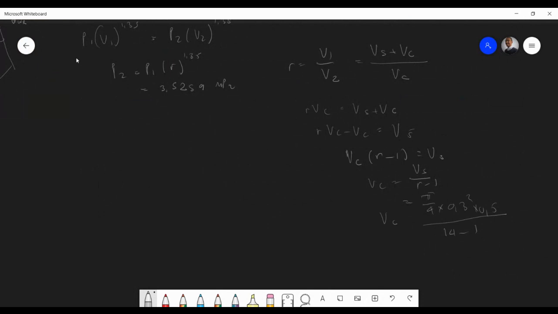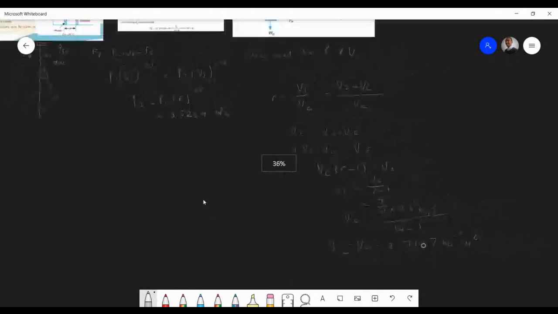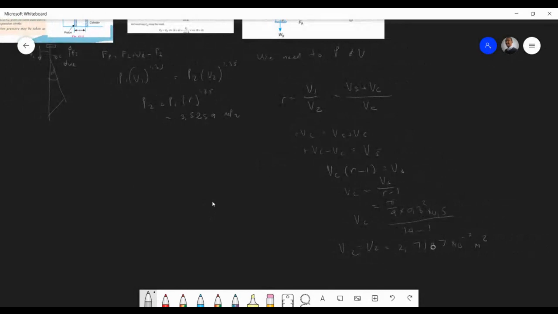Okay, we're nearly there, I think. The hard part is just the arithmetic with 14 minus 1, and I get an answer where V2, equal to VC, is 2.7187 times 10 to the negative 3 meters cubed. Students, are you following? Are we still there? Yeah, you must just bear with me.